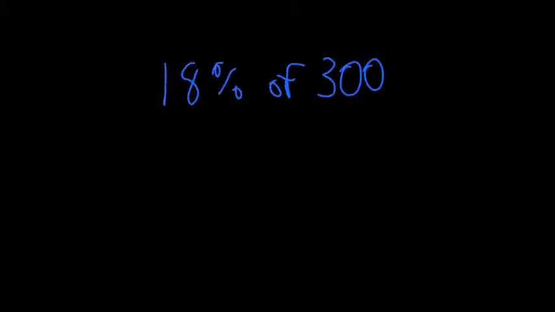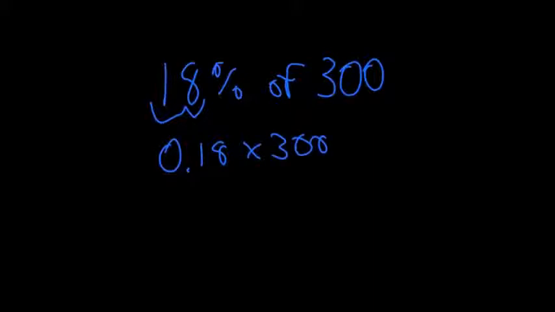One more method you can use to solve percent problems is, if I have 18% of 300, I can turn the 18% into a decimal and then multiply. So I move my decimal 2 times to the left. I get 18 hundredths times, of always means times, 300. So now I need to do 18 hundredths times 300.